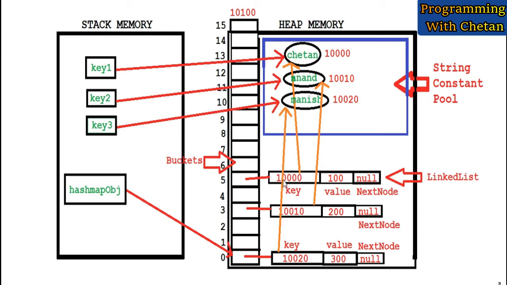Now here you can see that our key is holding the address of our string literal. The memory address of our key1 string object is 10,000. That's why you can see this value as 10,000, which is the reference address for our string object with value Chetan. And this 100 is the value of our element.